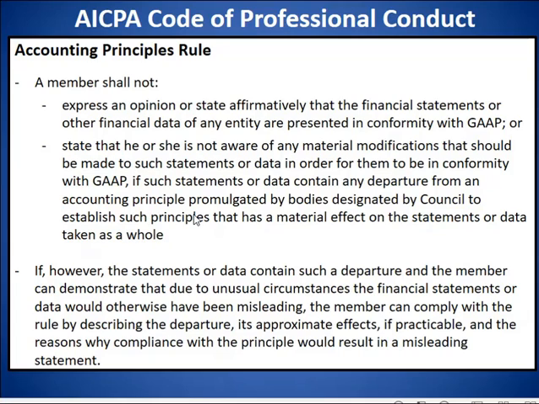It says, if, however, the statements or data contain such a departure, again from generally accepted accounting principles, and the member can demonstrate that due to unusual circumstances, the financial statements or data would have otherwise been misleading, the member can comply with the rule by describing the departure, and that would be the departure from GAAP or the financial reporting framework, its approximate effects, if practicable, and the reasons why compliance with the principle, or in effect the framework, would result in a misleading statement.